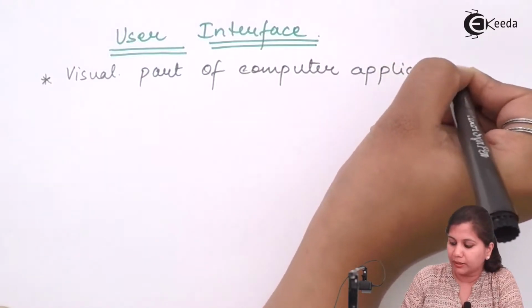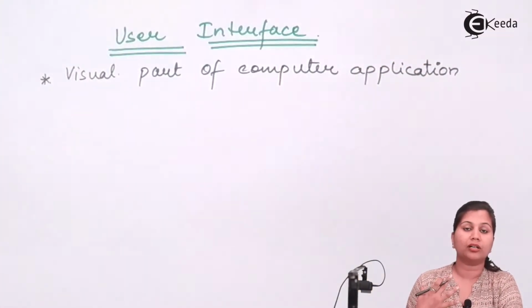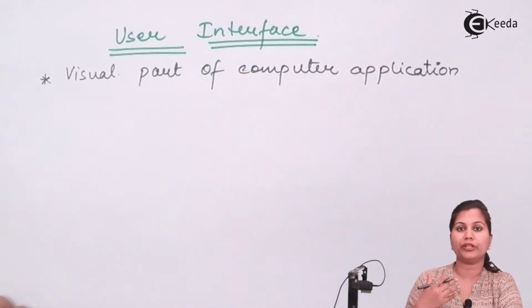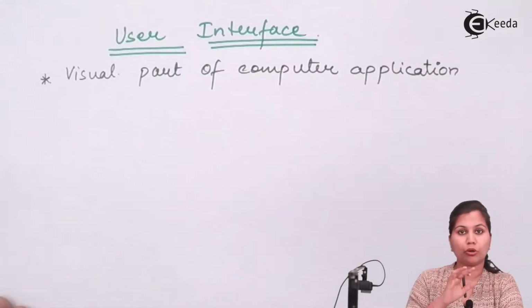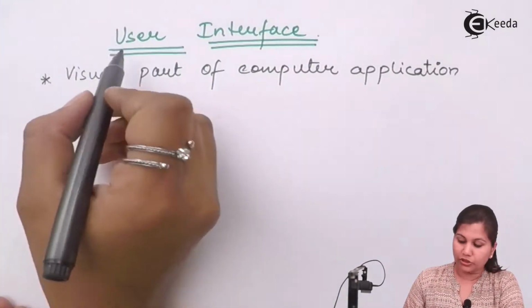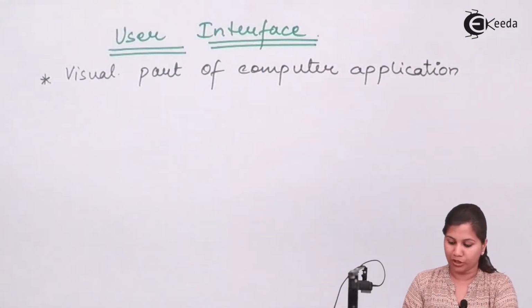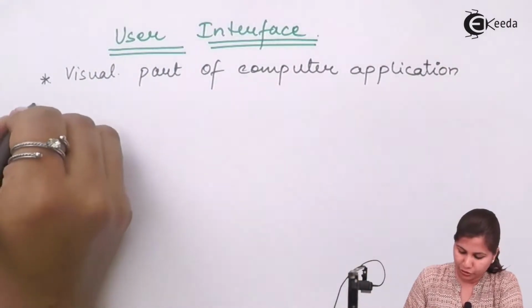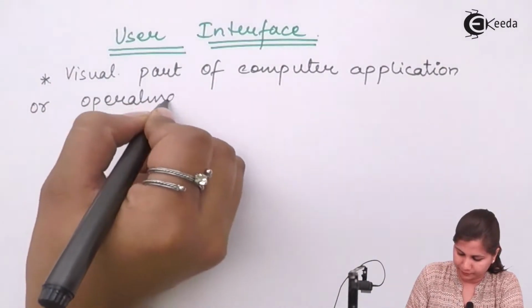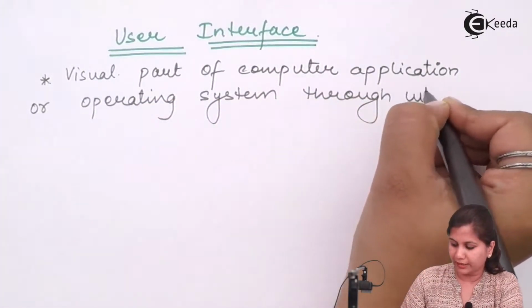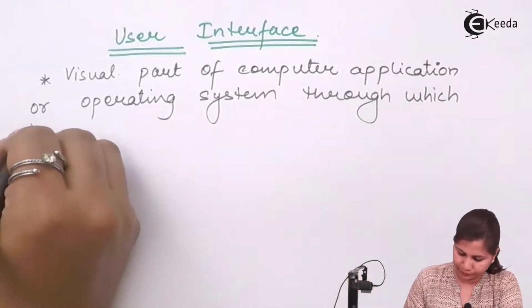So visual part of the computer application. You can also see in computers that if the user wants to interact with the machine, it has the monitor. With the help of monitor and keyboard, it is going to give the input to the system. Whatever input it is giving, it is seeing that input on the monitor. So this user interface is helping the user to communicate with the system. Okay, so visual part of the computer application or operating system, through which the user can interact with the system.